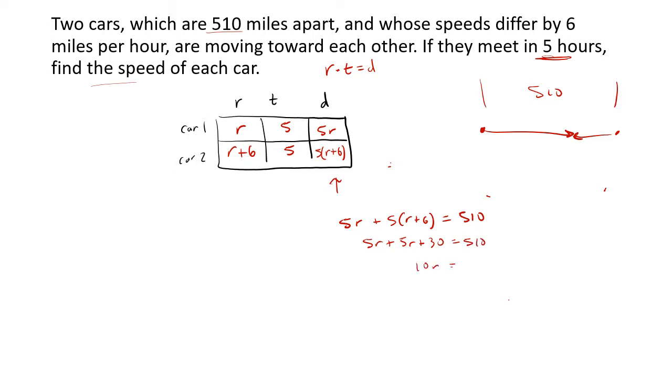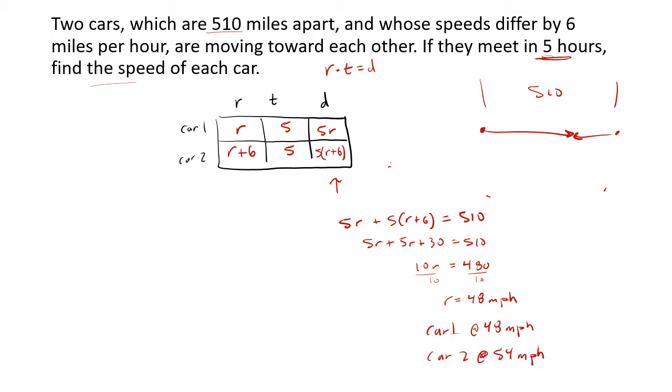10r, subtracting 30 over, is equal to 480. Divide both sides by 10. r is equal to 48 miles per hour. Now in this case we said r was the speed of the slower car, because we said the other car is going 6 miles per hour faster. So car 1 is at 48, and if we add 6, car 2 would be 54 miles per hour.